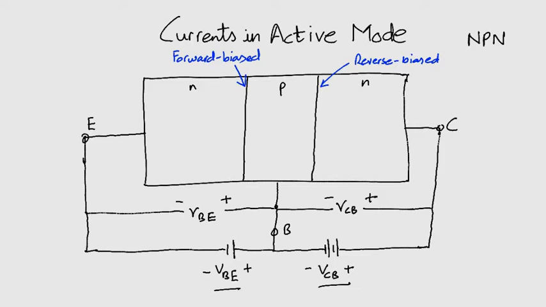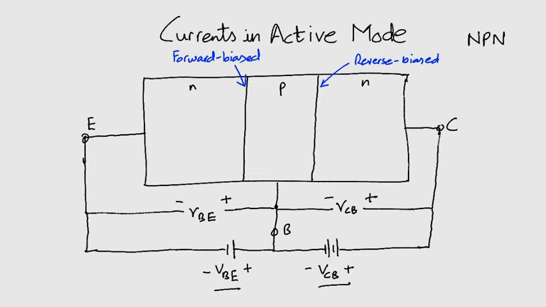Now, let us discuss current flow. We are only going to be talking about diffusion current components and not the drift currents, which are quite small and can be neglected. Now, look at the forward biased EBJ, the emitter base junction. Because of the forward bias, current will flow across this junction. However, it will have two components. The first one will be the electrons injected from the emitter into the base.